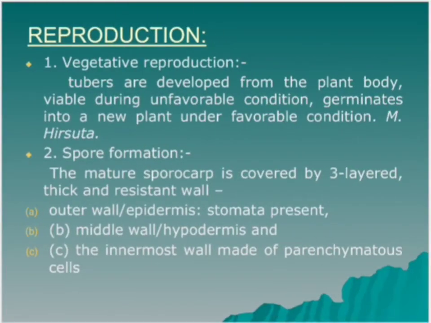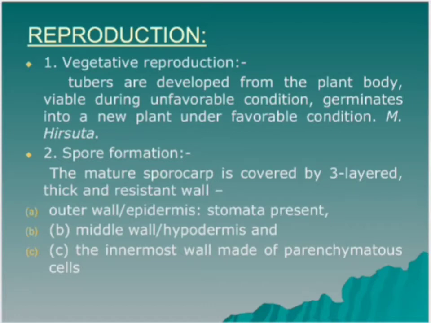Now reproduction. The sporophyte of Marsilia reproduces both by vegetative means and by production of spores. First, vegetative reproduction. In Marsilia hirsuta, special reproductive structures known as tubers are developed from the plant body. These tubers remain viable during unfavorable condition and each tuber germinates into a new plant under favorable conditions.